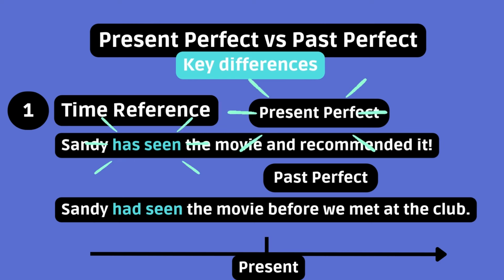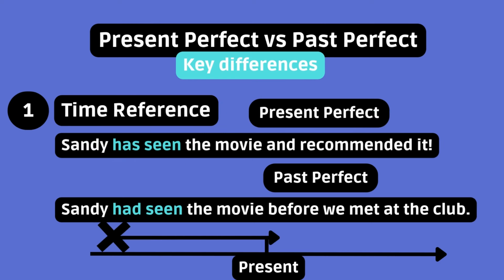The present perfect uses it to connect it to the present. Seeing this movie might be worth it since Sandy saw it and recommended it. And the past perfect uses it to connect it to another past action happening after, but in the past. Seeing the movie happened first, and meeting happened next, all in the past.